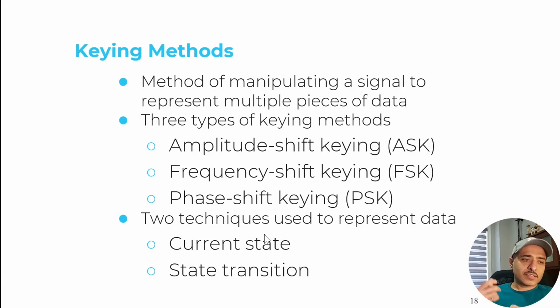Keying methods, again, as I said, these are the properties I can change to modulate, right? These are them. So I can change amplitude, I can change phase, and I can change frequency in this case. And then there are current state and state transition. So current state means what is my current state? So if I'm using amplitude, if the amplitude is high, that's my 1 maybe, for example. Or as soon as the amplitude changes from high to low, that means I need to change my bit from 1 to 0 or 0 to 1.